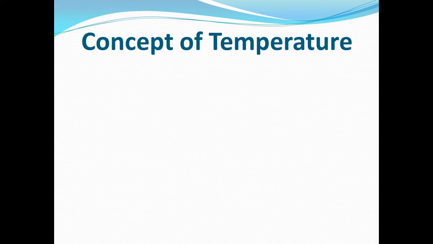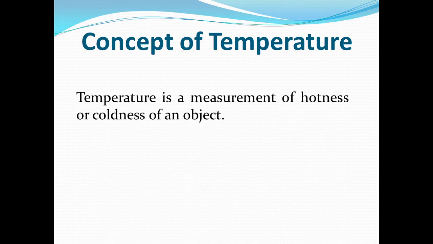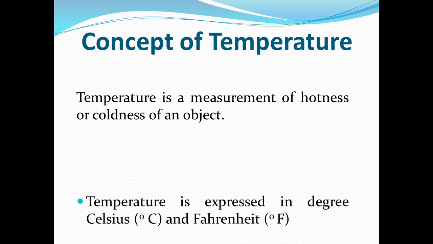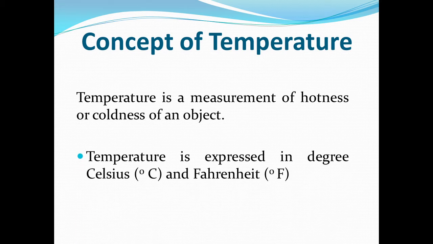Whenever we put our hand in hot water, it feels hot, but whenever we put it in cold water, it feels cold. This is because the temperature of the hot water is more than our body temperature and the temperature of the cold water is less than our body temperature. This difference in temperature gives the feeling of hotness or coldness. So, temperature is a measurement of hotness or coldness of an object. A hot object has a higher temperature than a cold object. Temperature is expressed in degree Celsius and degree Fahrenheit.